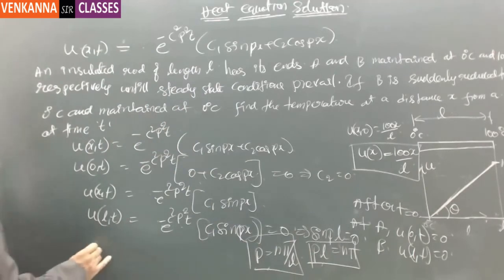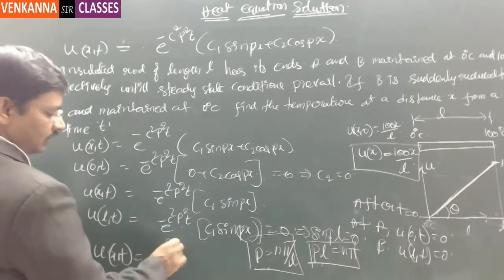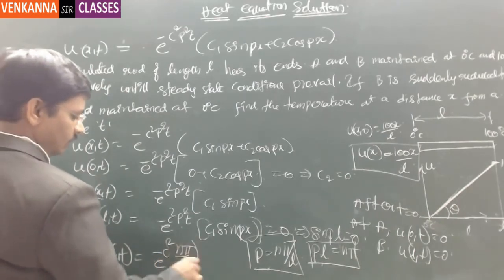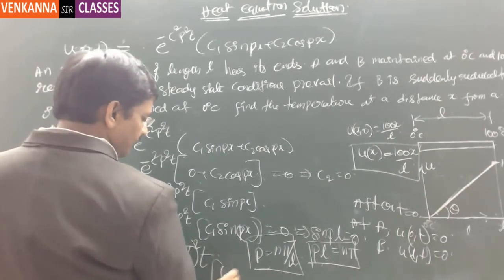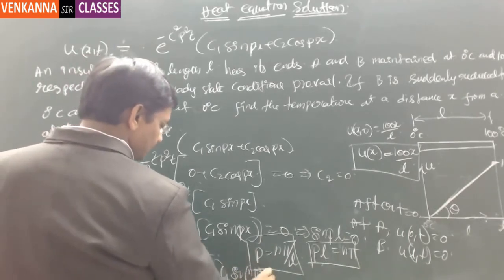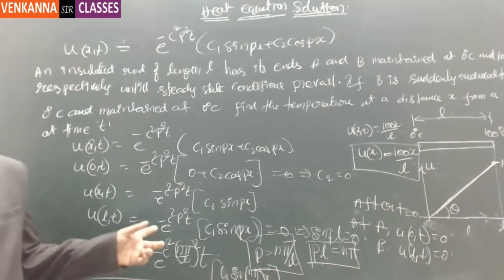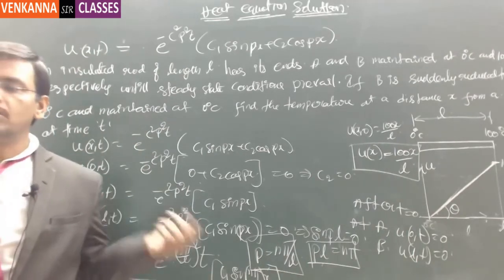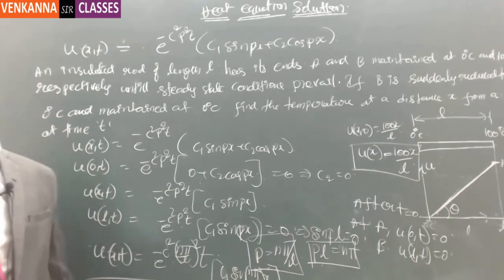Now u of x comma t is given as e power minus c square, n pi by L whole square, into t, into c1 sin n pi by L times x. So this is the solution. We have introduced something called n here. Again we have to deal with the Fourier series format. So note down till this point, then we are going to bring the Fourier series format for it.